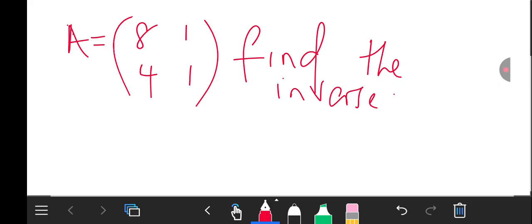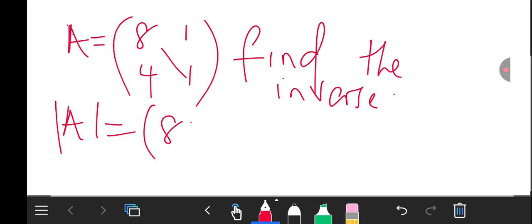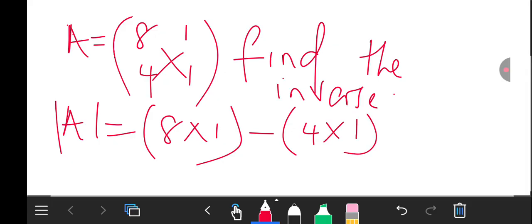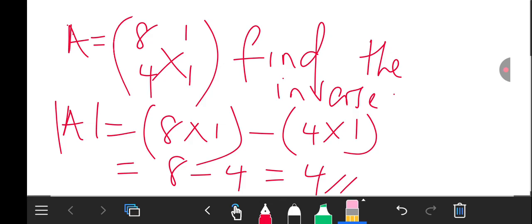To find the inverse, we must first find the determinant. So how do we find the determinant? The determinant is simply the major diagonal, which is 8 multiplied by 1, minus the minor diagonal, which is 4 multiplied by 1. So this gives us 8 times 1, that is 8, minus 1 times 4, that is 4. 8 minus 4 is just 4. So the determinant we now know is 4. Let's find the inverse now.